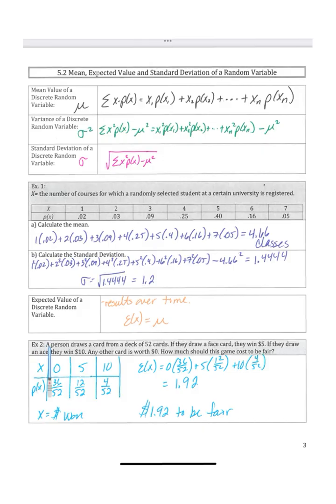So example 2, a person draws a card from a deck of 52 cards. If they draw a face card, they win $5. If they draw an ace, they win $10. If they draw any other card, $0. So how much should this game cost to be fair? So we need to know, what does it mean to be fair? Well, a fair game means in the long run, you don't win, but you don't lose. You break even, which obviously most people aren't going to do that.